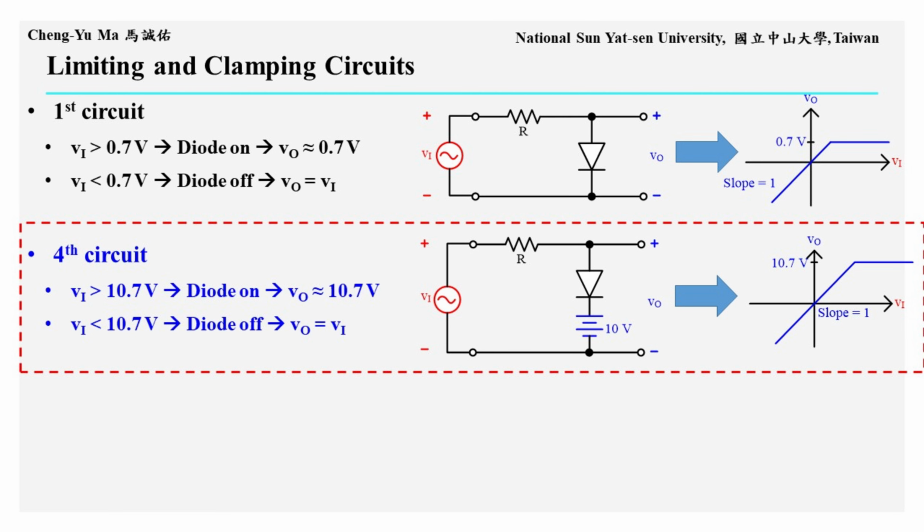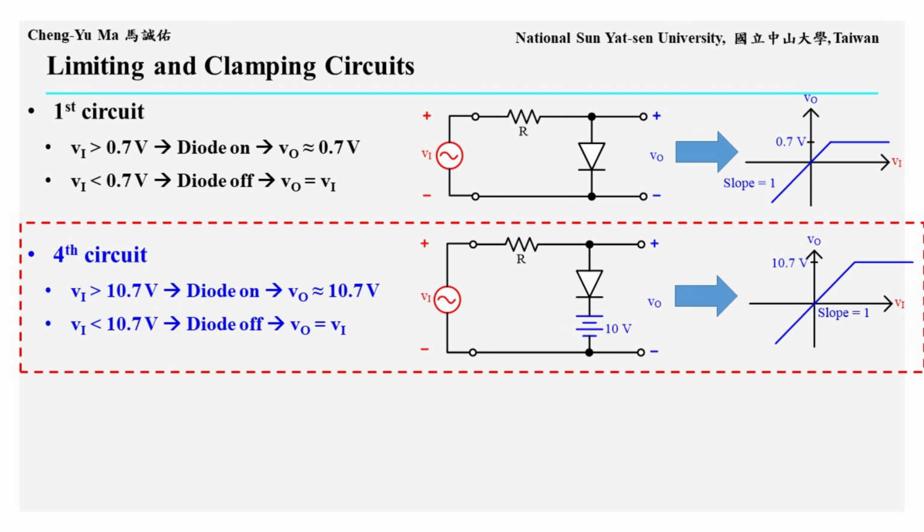Next, we introduce the fourth circuit. This circuit is based on the first limiter, but now the diode is connected in series with a fixed voltage source. Here, we use 10 volts as an example. For the diode loop to conduct, Vi must be greater than the diode forward voltage, 0.7 volts, plus the fixed 10-volt source. In other words, only when Vi is greater than 10.7 volts will the diode loop turn on, and the output signal will be limited to about 10.7 volts. When Vi is less than 10.7 volts, the diode cannot conduct, so the loop is open, and VO equals Vi.